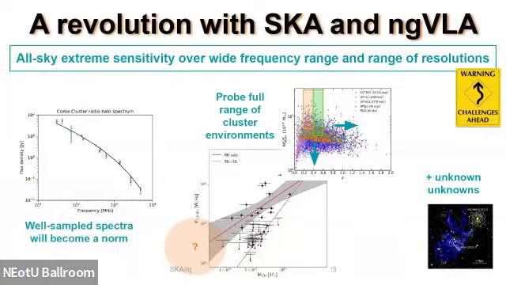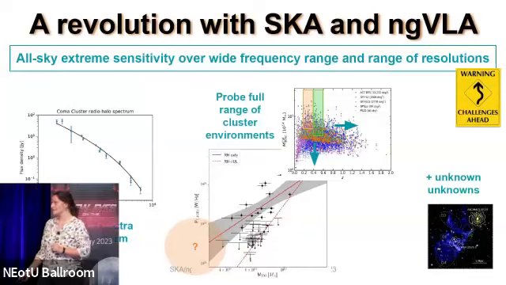So with SKA and ngVLA, I think they're going to revolutionize what's going to happen. It's going to give us really good wide spectral ranges. So in terms of well-sampled spectra, these are typically those poster children. We only have a handful that have been studied over a wide spectrum. Hopefully this will now become the norm. And it's going to really allow us to probe this full range of the cluster environments. And then, as always, there's stuff that we don't know yet that SKA is going to reveal. And I think that might be one of the most exciting points.